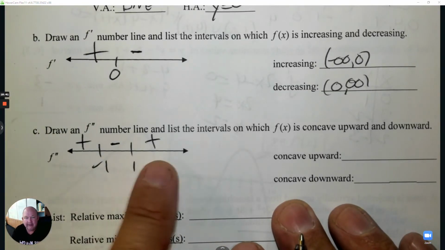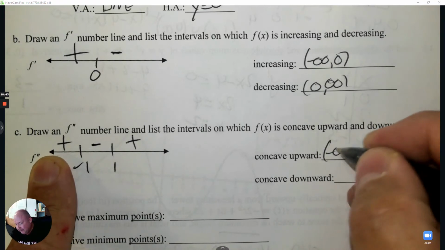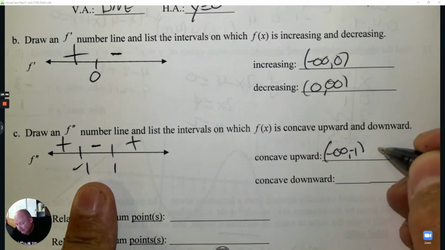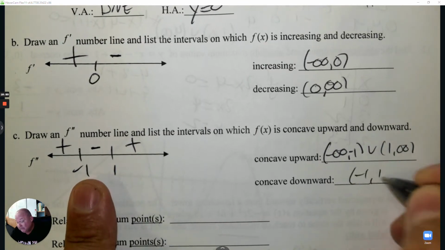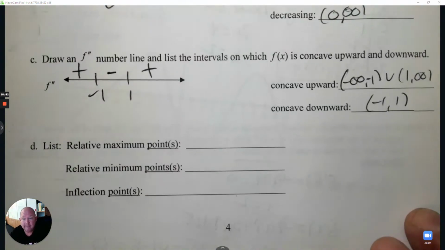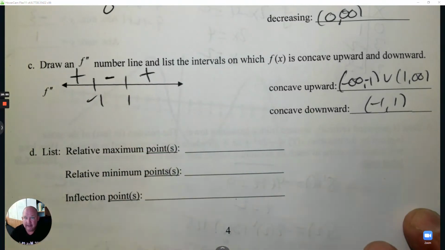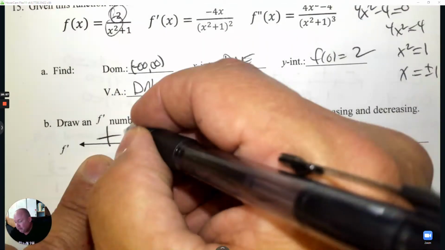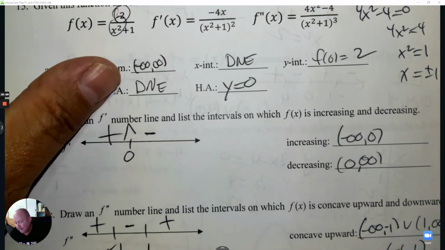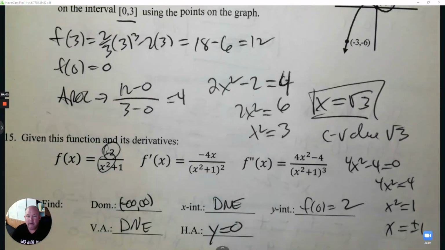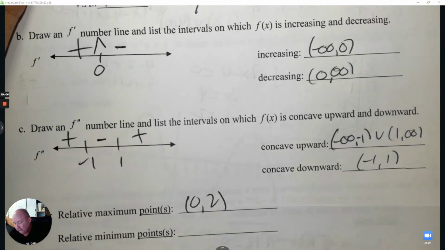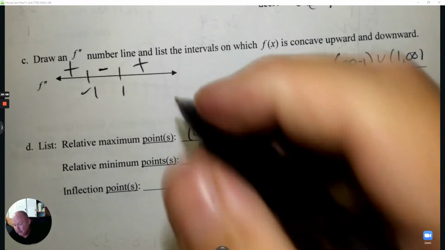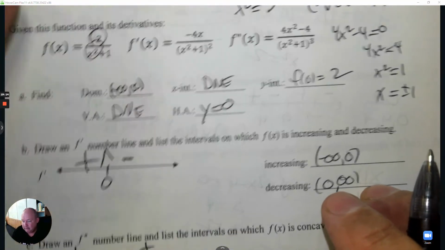So this is the concavity part. So it's concave up from negative infinity to negative 1. It's also concave up from 1 to infinity. It's concave down from negative 1 to positive 1. Now, where is there a maximum point? That comes from the first derivative number line. So we do have a maximum here at 0. And then the y-coordinate, when you plug in 0, we already plugged in 0. The answer was 2. So that's the y-intercept is a maximum. We have no minimum because on the number line we only have a maximum.